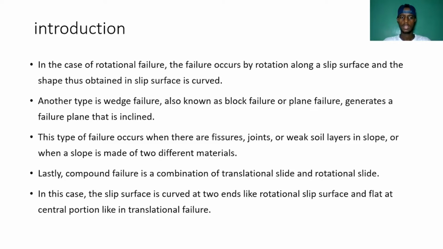Another type is wedge failure, also known as block failure. This type of failure occurs when there are fissures, cracks, or weak soil layers in a slope, or when a slope is made of two different materials. Lastly, compound failure is a combination of translational slide and rotational slide. In this case, the slip surface is curved at the two ends, like a rotational slip surface, and flat at the central portion, like translational failure. That's all for my part.